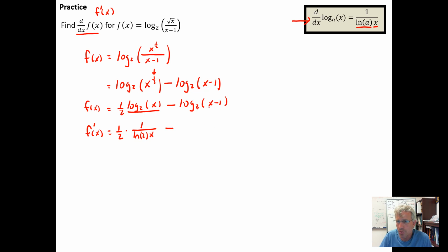Now we have log base 2 of x minus 1. So this is going to be 1 over the natural log of 2 times the input to the logarithm, which is x minus 1. So the chain rule would say that we need to multiply by the derivative of x minus 1. But the derivative of x minus 1 is just 1, so that's not going to change anything. And we could probably compact this just a hair and write it as 1 over 2 times the natural log of 2 times x, minus 1 over the natural log of 2 times x minus 1.